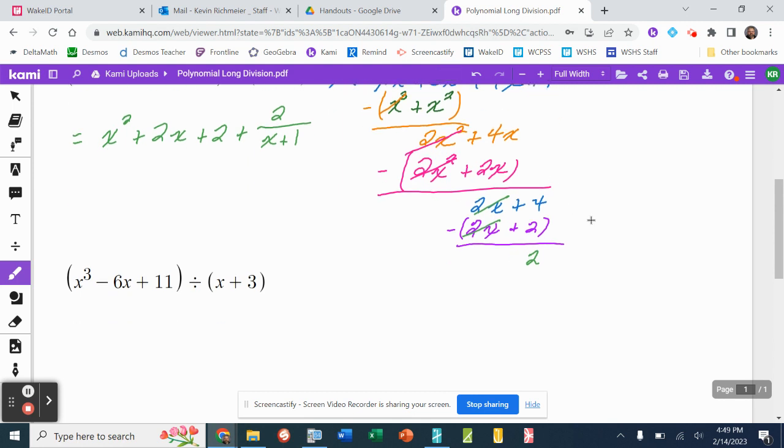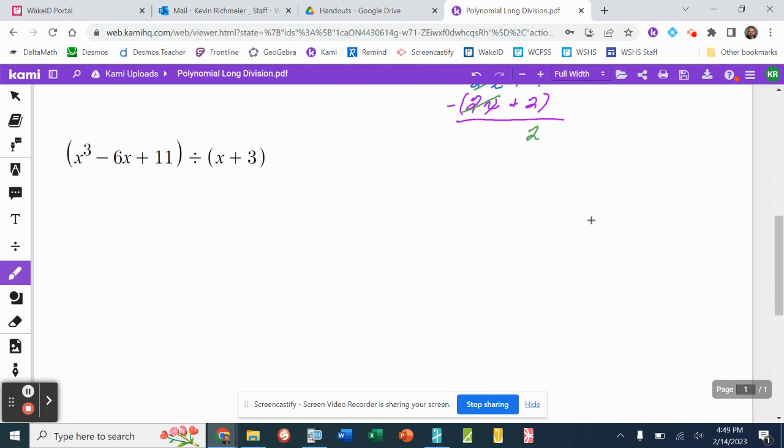Now, let's take a look at another example, because there is a pitfall that we have to watch out for. And that's when our dividend is missing powers. So if we look at this next example, we can see that we have a cubic power, or a cubed power, but we don't have a quadratic term. So we have a cubic term, but no quadratic term. And then we have a linear term and a constant.